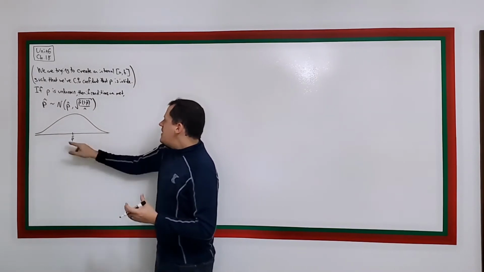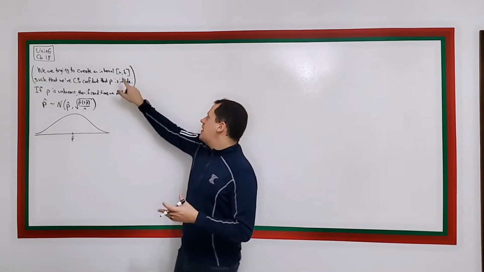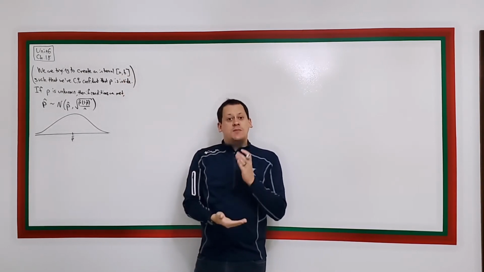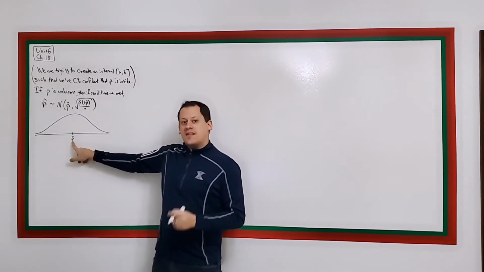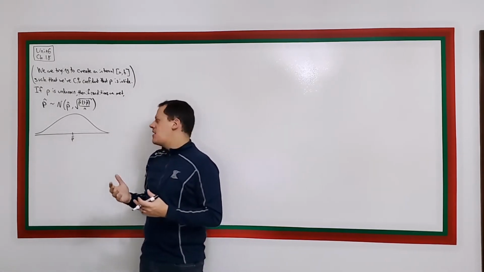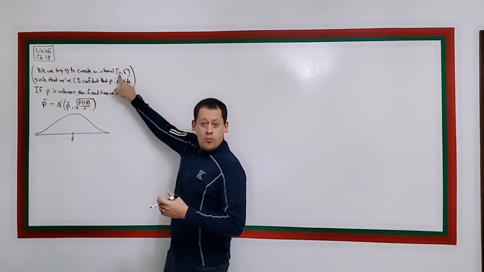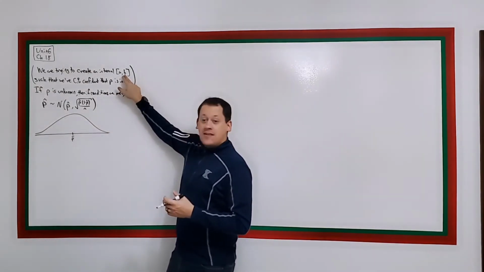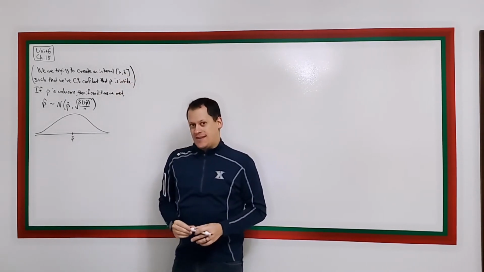So if P hat is our best estimate of P, then it would make sense that our confidence interval, whatever these values are on the ends, is going to be centered at P hat. It will always be centered at P hat. This will always be the very middle of the confidence interval. So if you think about it, we're going to be going some distance to the left to get the low point of the interval, and we're going to be going the same distance to the right to find the upper end point of the interval.